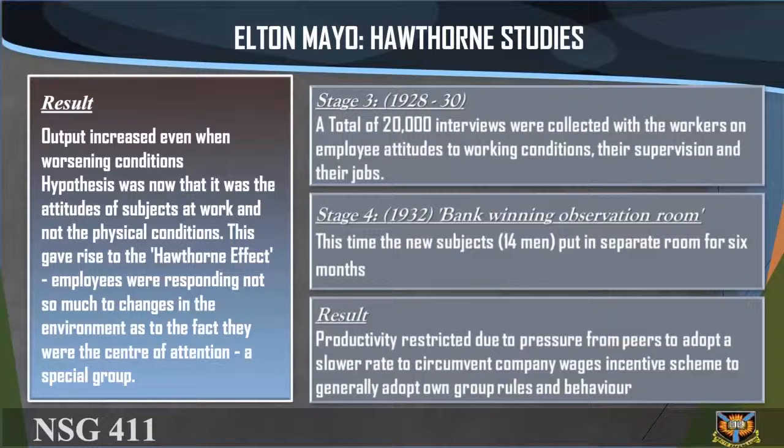Stage 4, 1932. Bank wiring observation room. This time, the new subjects, 14 men, were put in a separate room for 6 months. Result: productivity restricted due to pressure from peers to adopt a slower rate, to circumvent the company wage incentive scheme, and to generally adopt their own group rules and behavior.